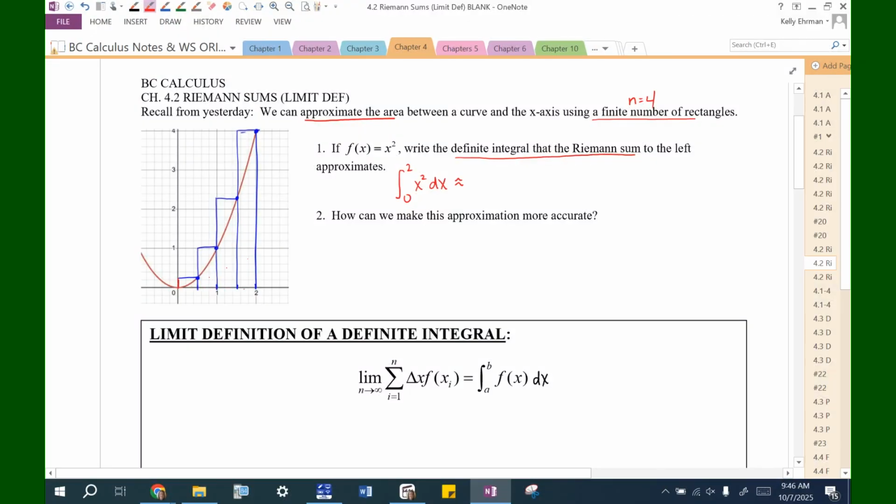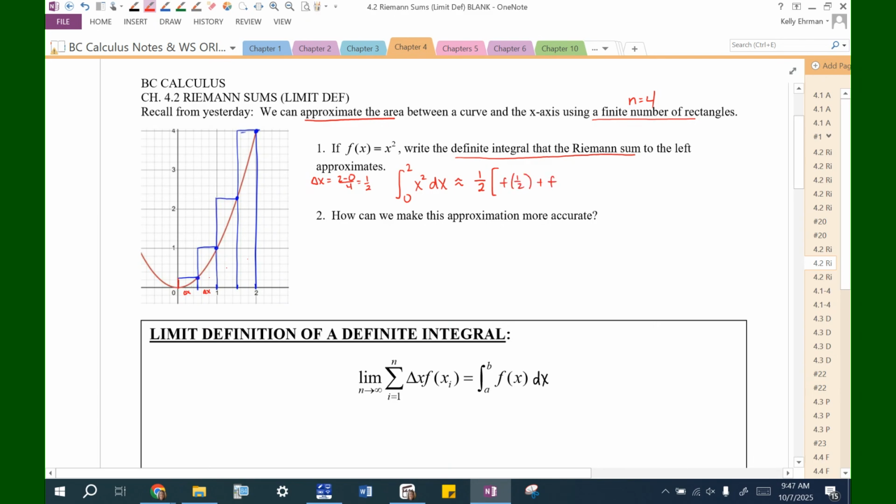And if you look at this, each rectangle is marked off like a half unit as its base. So 0 to 1/2, 1/2 to 1. So the delta x here for each of these is the same. The delta x is equal to 2 minus 0 divided by 4, or you can just see it visually, it's 1/2. So all of these rectangles have a base of 1/2, and then they have different heights depending on which rectangle you're on. So the first one has a height of f of 1/2.